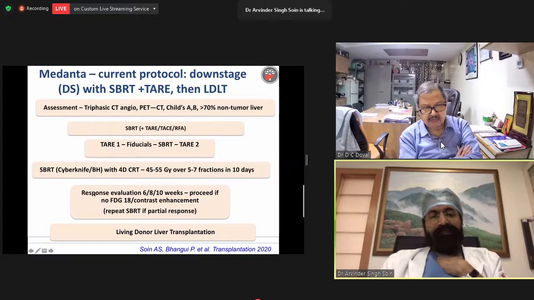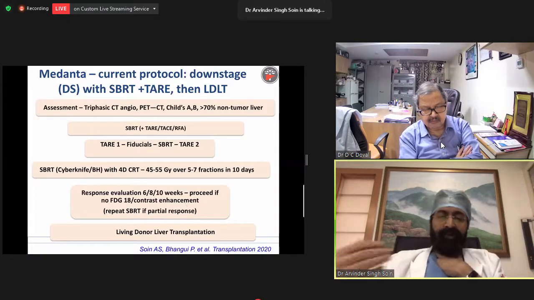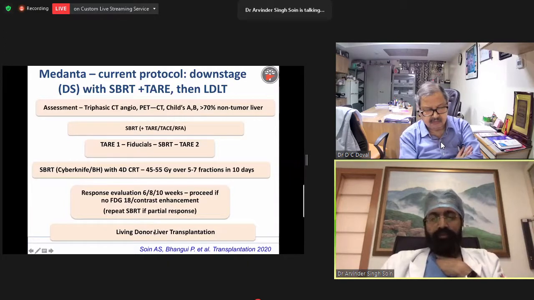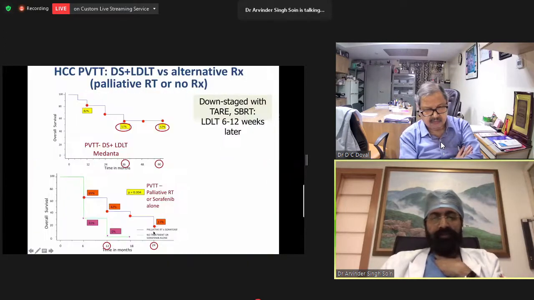We do response evaluation after they've had this therapy, at 6, 8, and 10 weeks. So once they've had the TARE and SBRT both, then we do response evaluation at 6, 8, 10 weeks. And if there is no FDG enhancement or contrast enhancement in the tumor thrombus, then we take that as a response. And if there's a partial response, then we probably wait another 2 to 4 weeks and/or repeat SBRT. And after there is complete response in the portal vein tumor thrombus, we do living donor liver transplantation.